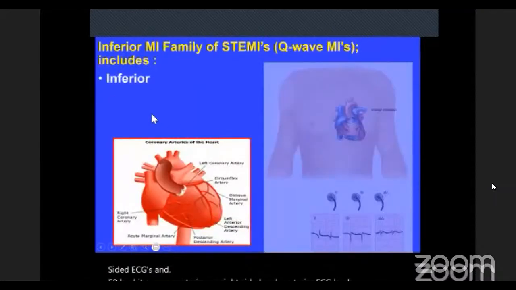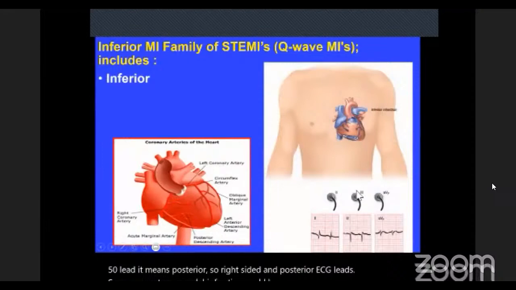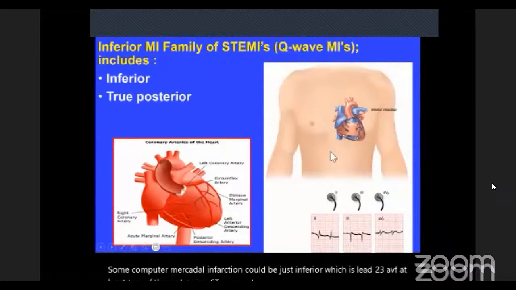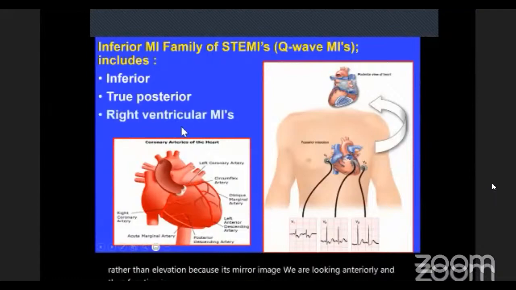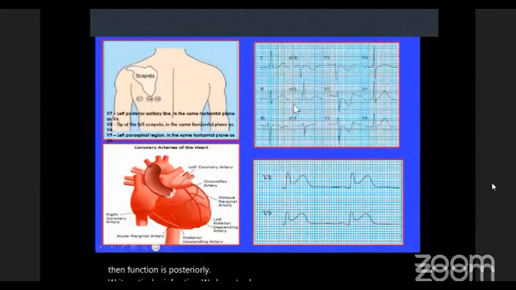So inferior myocardial infarction could be just inferior, which is leads 2, 3, aVF, at least 2 of these showing ST segment elevation. Posterior, we have to do posterior leads. However, V1, V2 may show ST segment depression rather than elevation because it's a mirror image. We are looking anteriorly and the infarction is posterior. For right ventricular infarction, we have to do right-sided leads.